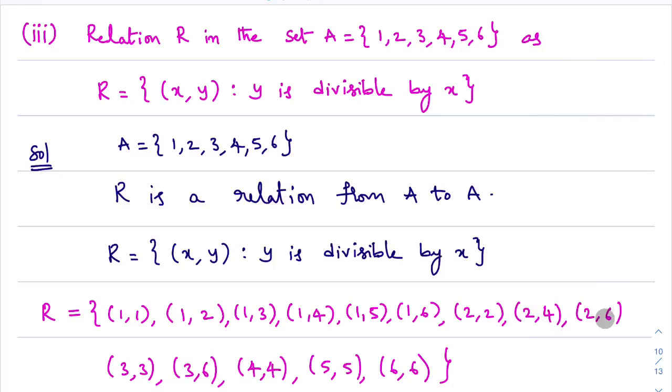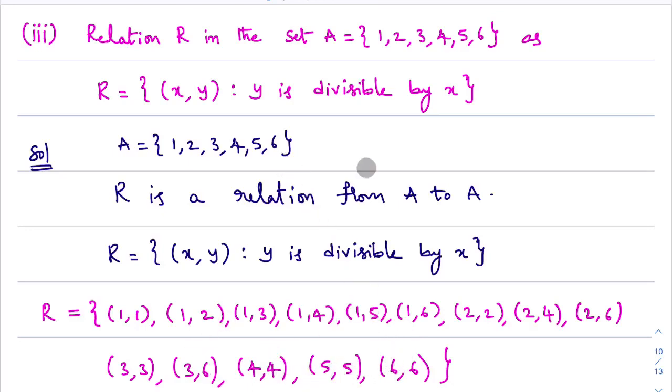That's why it is written here. Next, (3,1): is it written? No, not written. (3,2): no. (3,3): is 3 divisible by 3? Yes. (3,6), (4,4), (5,5), (6,6). All these things I considered from A cross A.